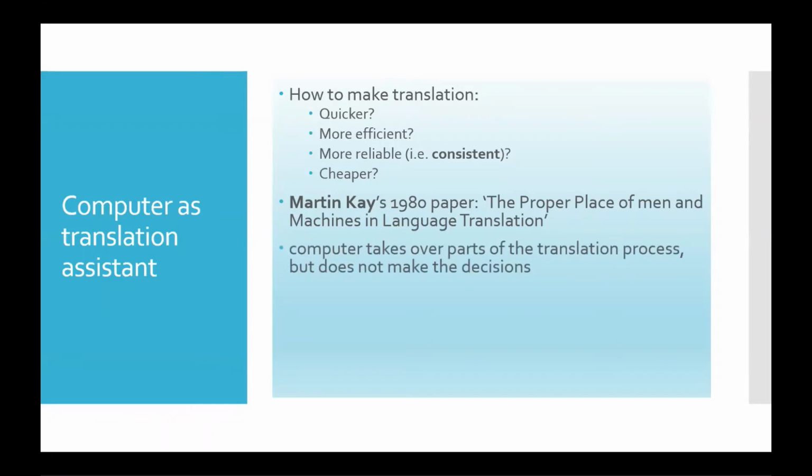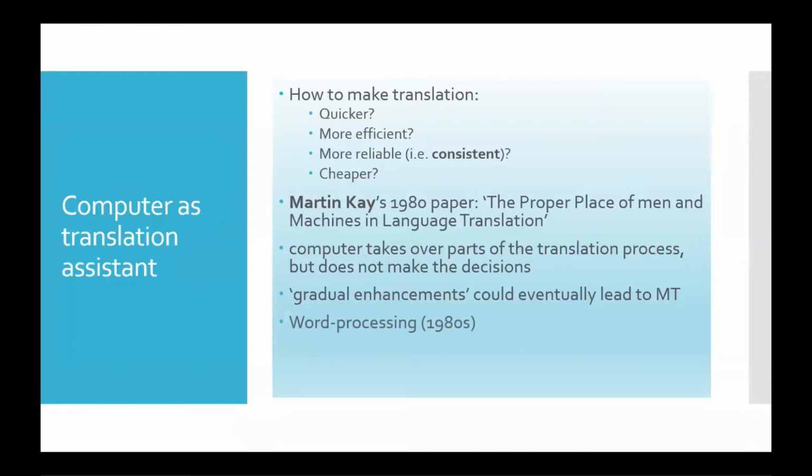So in Kay's paper, he started to imagine a scenario where the computer would do parts of the translation process, but the decisions would still be made, all of them would be made by the translator who's working the computer, who's using it. He did consider that gradual enhancements, as he put it, so improvements step by step, might eventually lead to machine translation. So machine translation wasn't impossible, it was just a distant goal.